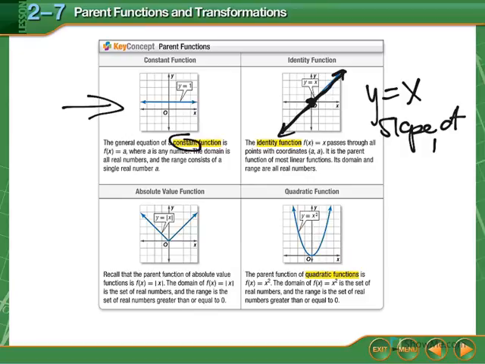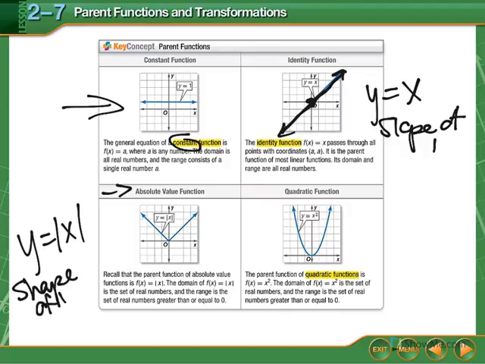Alright, the absolute value function, the most basic is y equals the absolute value of x. It's going to be the shape of a V. So anytime you see a function that has the shape of a V, you automatically want to think, okay, it's the absolute value function.